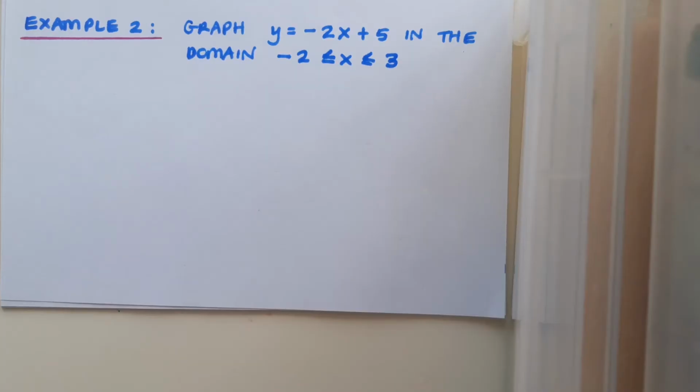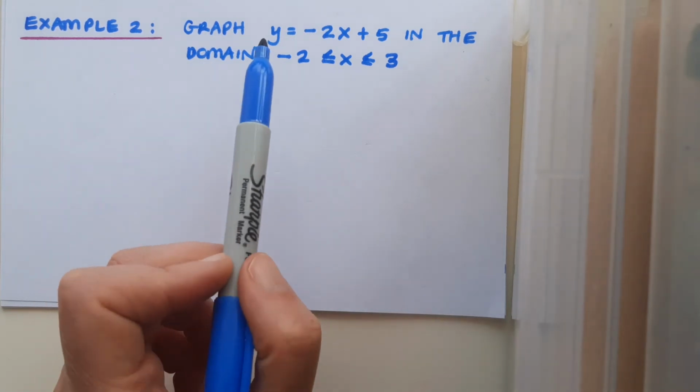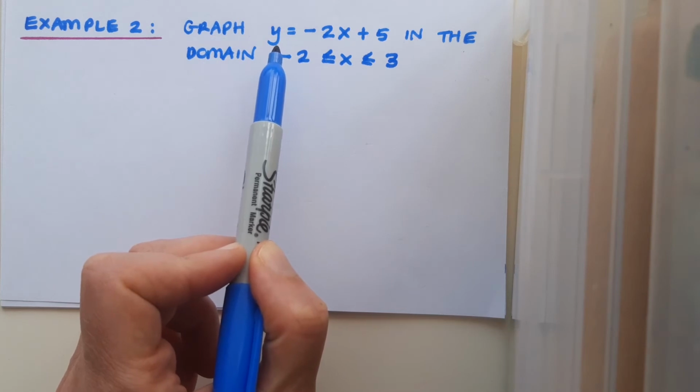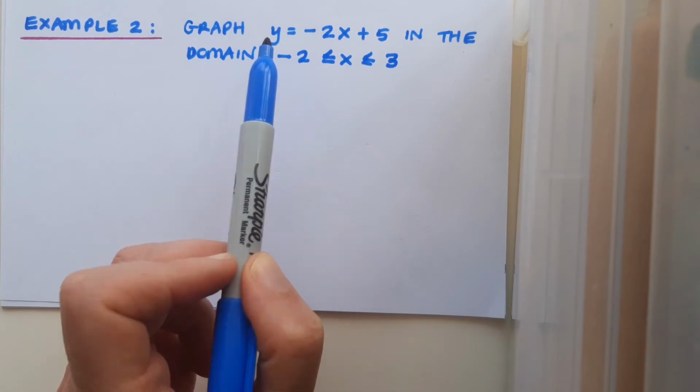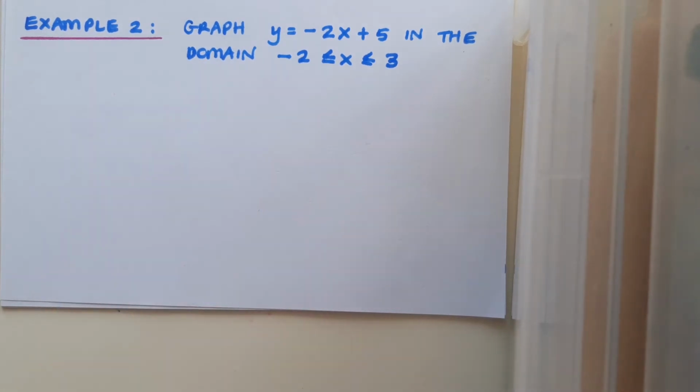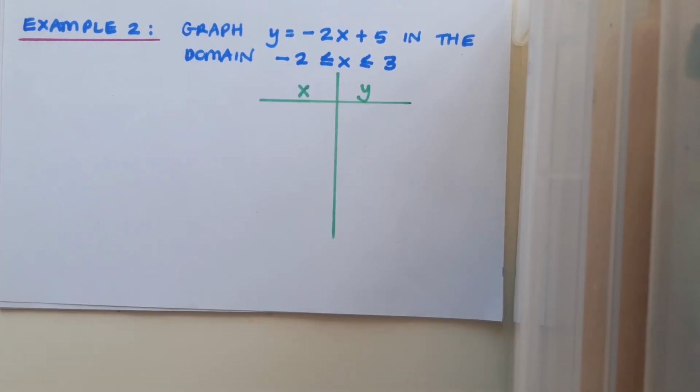Let's look at a second example like the first. In this case, the wording is very slightly different. It says graph y equals minus 2x plus 5 in the domain minus 2 up as far as 3. The difference here is that instead of having f of x, we have y. But it's the exact same approach. You'll remember from functions that f of x and y represent the same information.